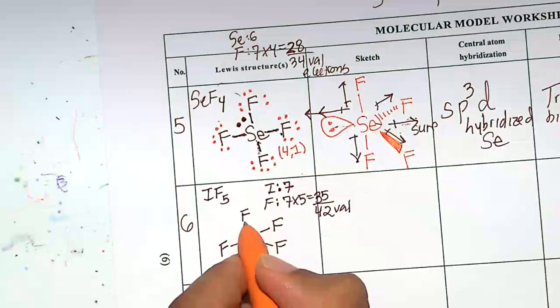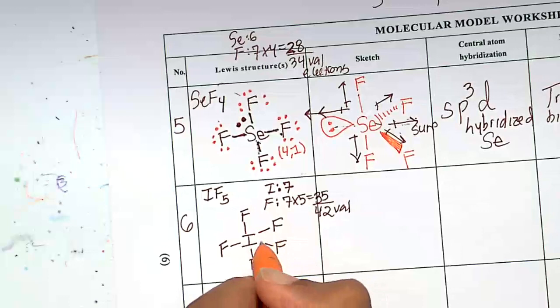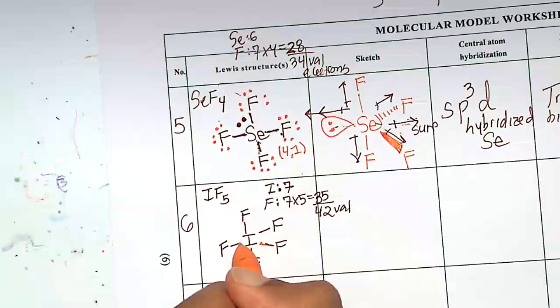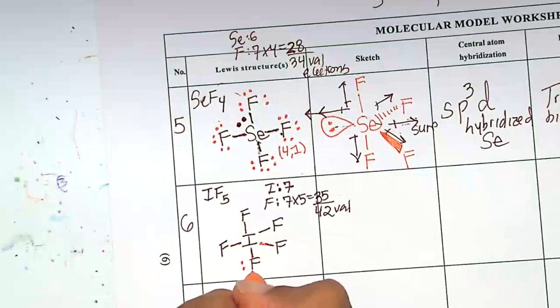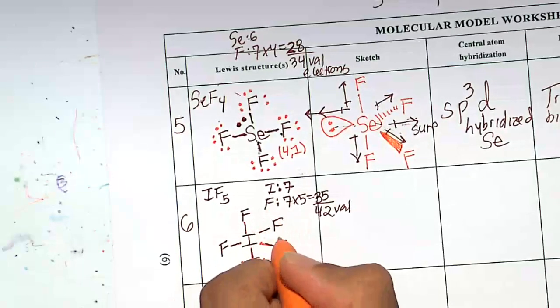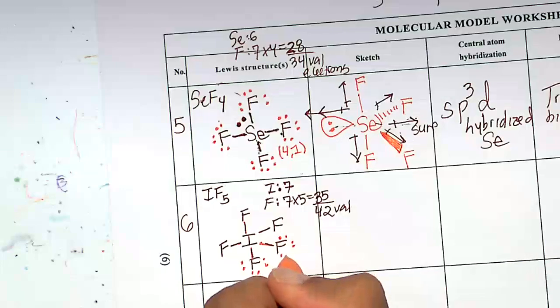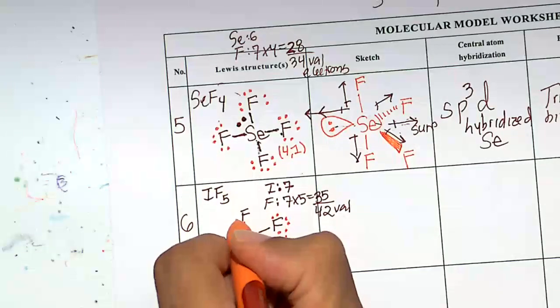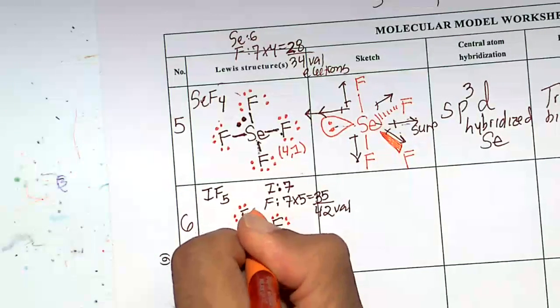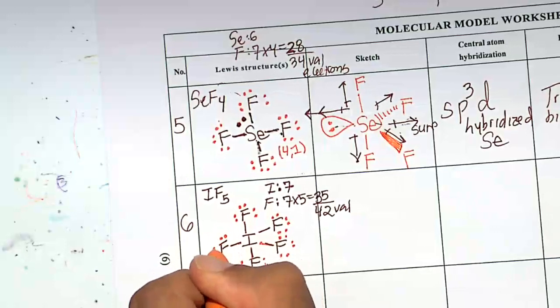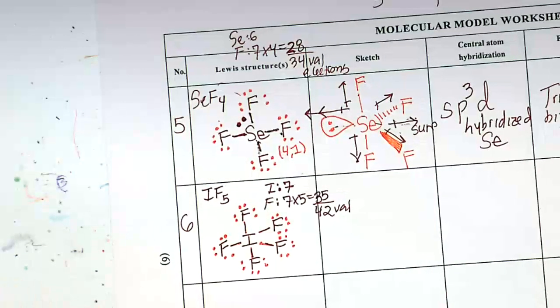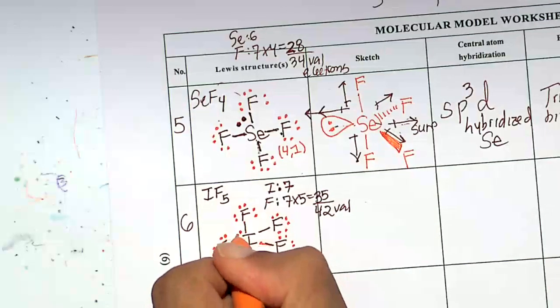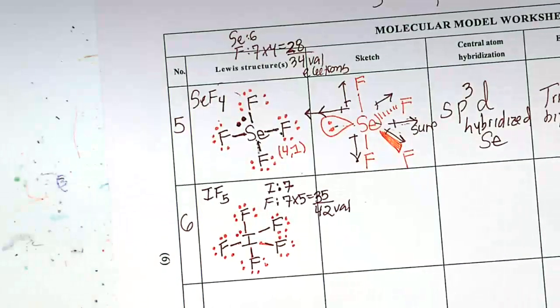All right, so 42. Okay, 1, 2, 3, 4, 5, 6, 7, 8, 9, 10, 11, 12, 13, 14, 15, 16, 17, 18, 19, 20, 21, 22, 23, 24, 25, 26, 27, 28, 29, 30, 31, 32, 33, 34, 35, 36, 37, 38, 39, 40. Where will 41 and 42 go? On the iodine. Very good. 41, 42 on the iodine.